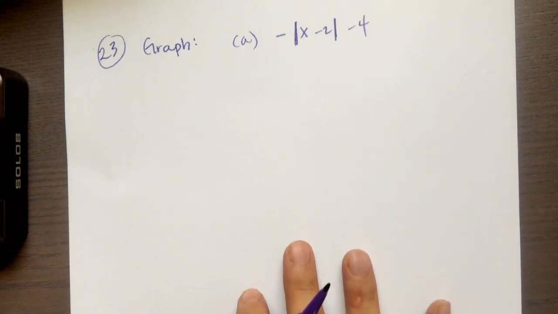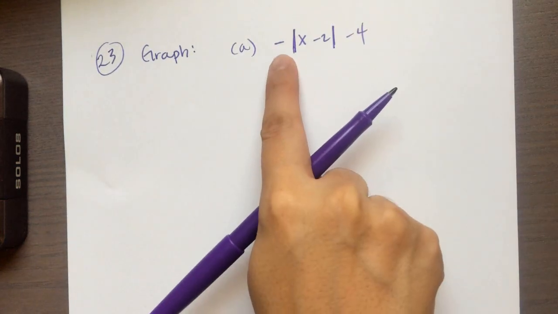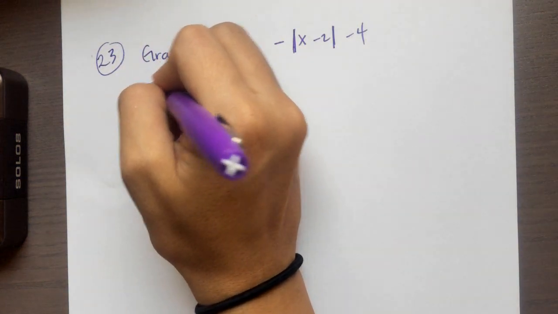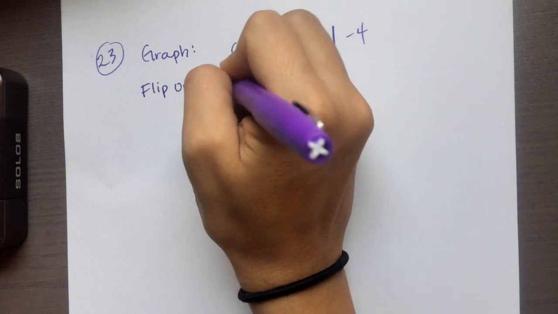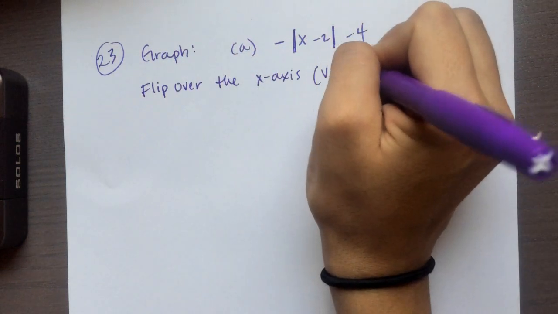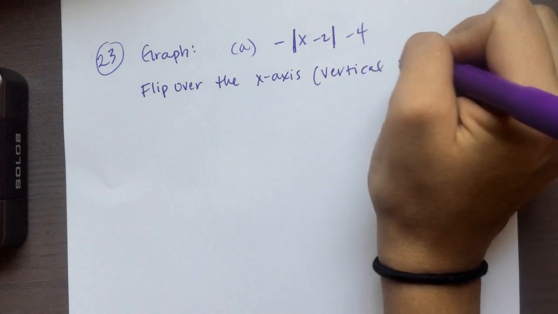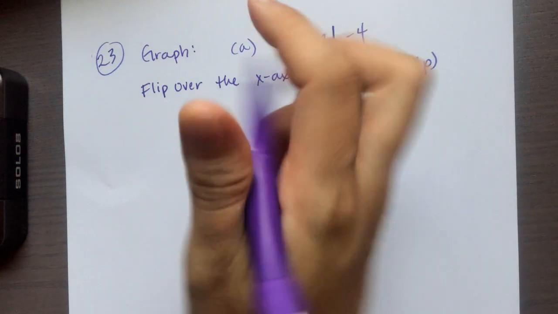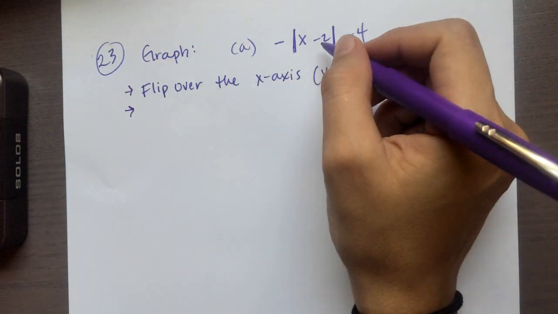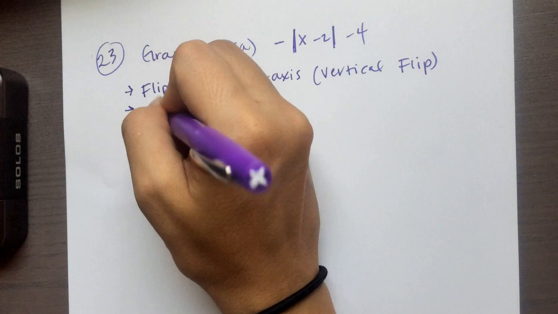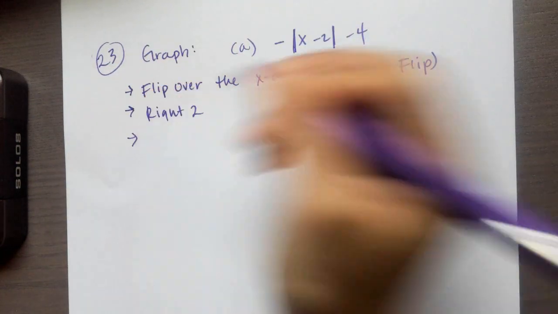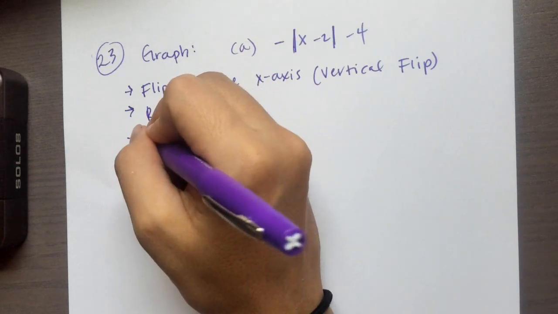Okay, so for this guy, let me write all the transformations first. This negative right here, guys, means it's going to flip over the x-axis. That's a vertical flip. This minus 2 is inside, the horizontal land. That means that it's going to go right 2. Remember, it's opposite. And then out here, this negative 4 means it's going to go down 4.